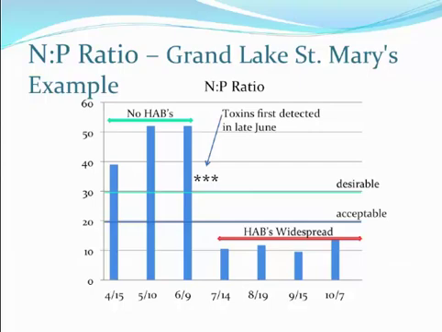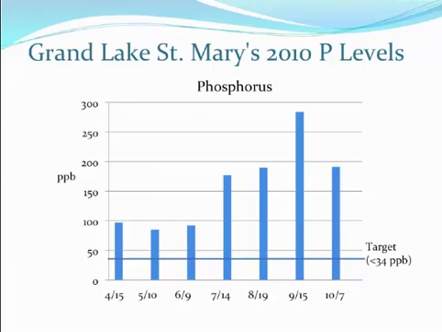Well, there's two ways that the nitrogen to phosphorus ratios can go down like that. One is that phosphorus increases, or the other one is that nitrogen decreases quickly, or some combination. So if you look at the data, if you look at phosphorus, we came into the spring and through the spring higher than we would like to be. The target is 34 parts per billion, and we were already higher than that. So that's no surprise given some of the phosphorus loadings that have been documented by Heidelberg College for Grand Lake St. Mary's.